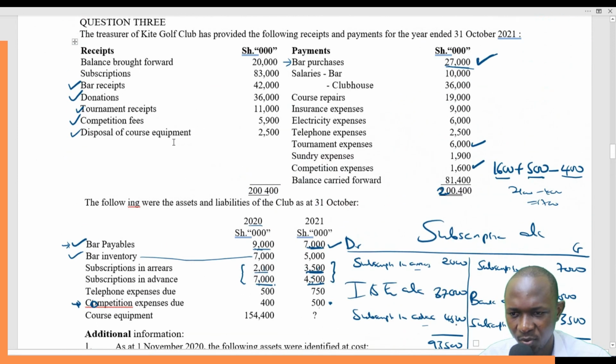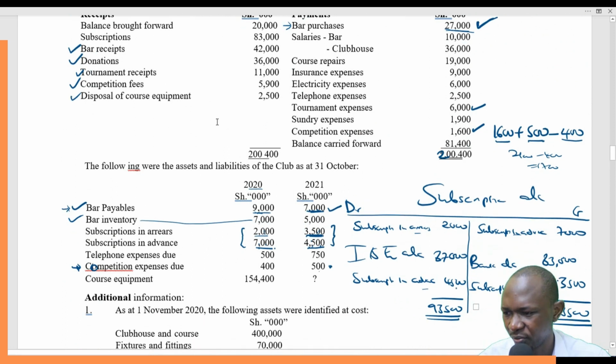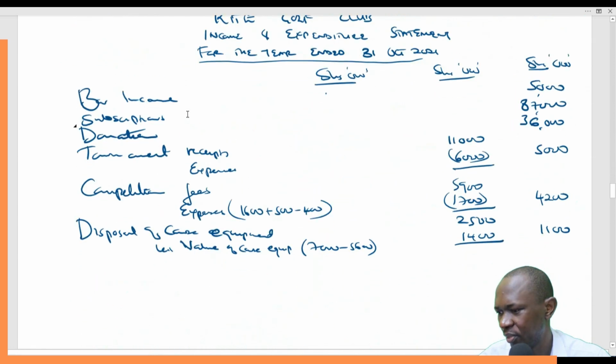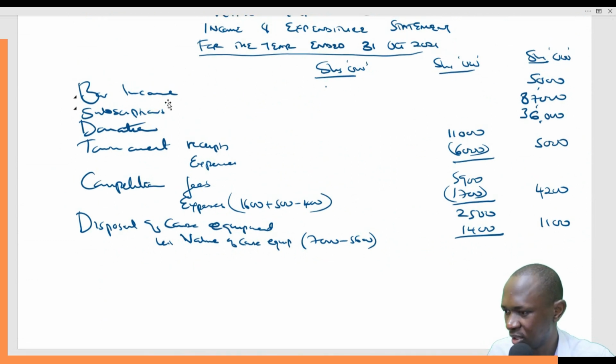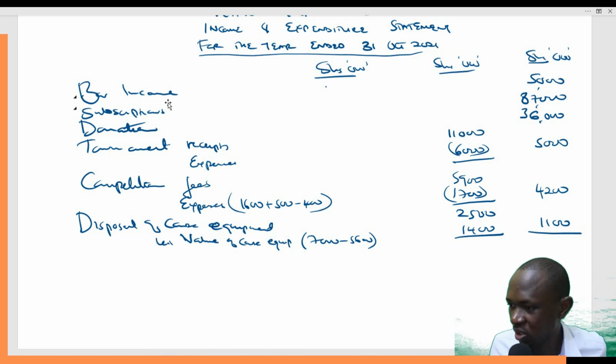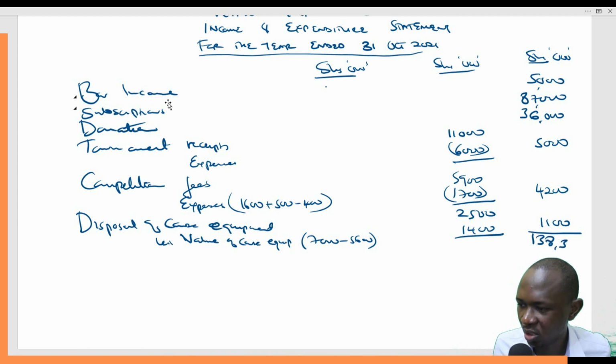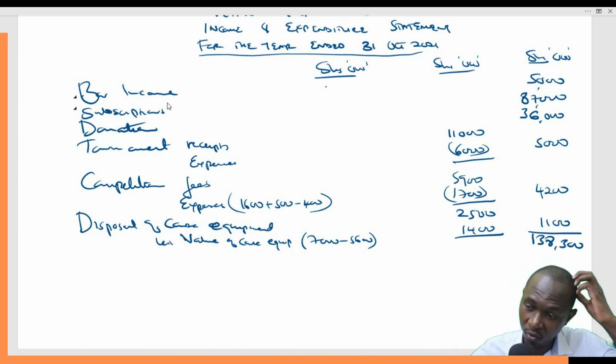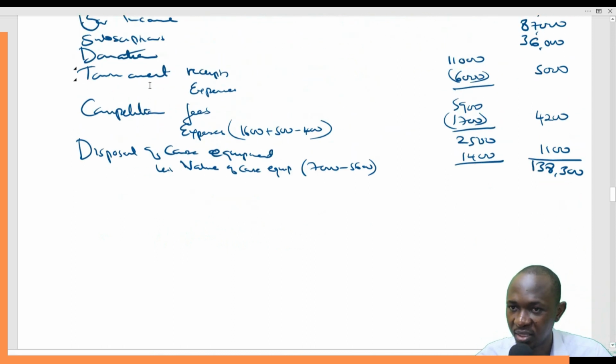Is there anything else? Disposal of cost equipment. I think you are done with the receipts. So if you are done with them, let's get the total. This will give us 5,000 plus 87,000 plus 36,000 plus 5,000 plus 4,200 plus 1,100. This gives us 138,300. Good.